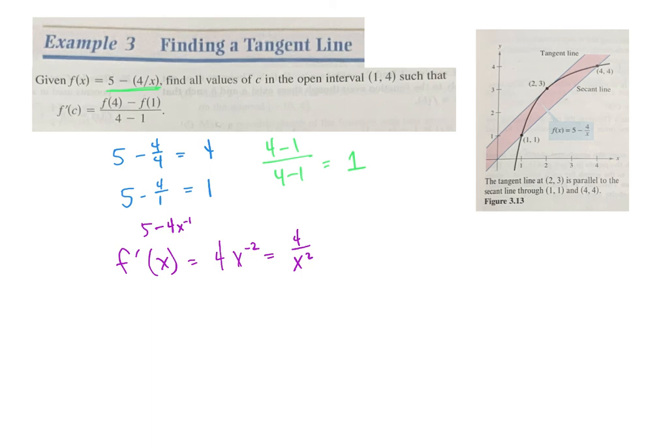That is my derivative. For mean value, we don't want to set that equal to 0. We don't want to know a critical number. We want to know where it equals our average. And so we're going to set that equal to our average: 4 over x squared equals 1.